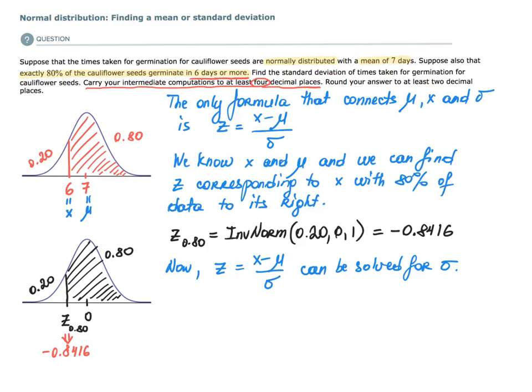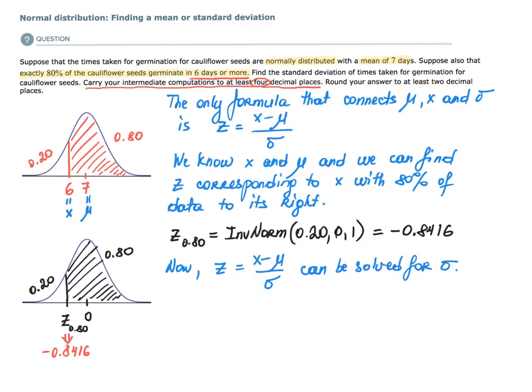In this case, I am given the area and I need to find the z-score corresponding to this interval. I'm going to look at it from the perspective of 20%. So I want to find what is the z-score that has 80% of data to the right and 20% of data to the left. Inverse norm with area to the left of 20%, mean of 0, standard deviation of 1. These two quantities are absolutely standard for any standard normal curve. This information produces negative 0.8416 using the TI-84.